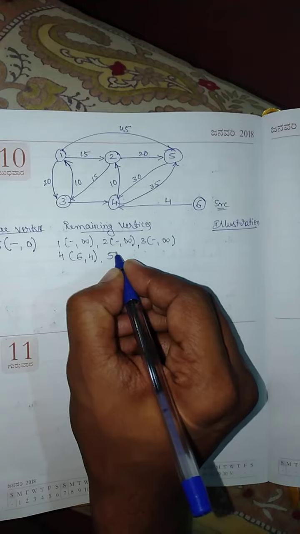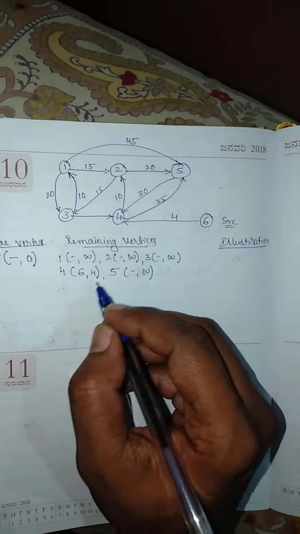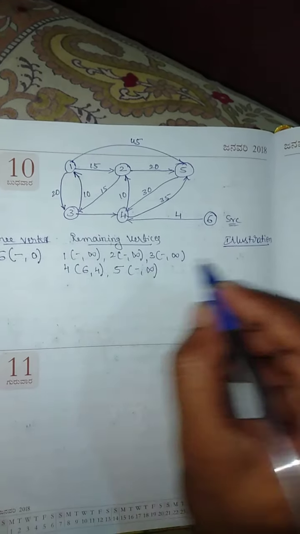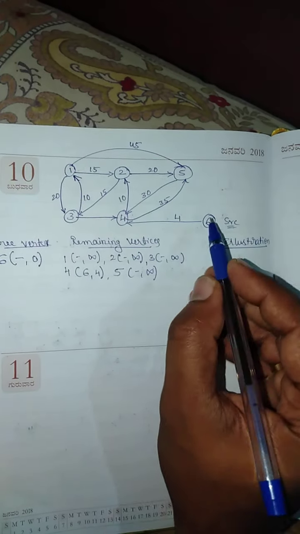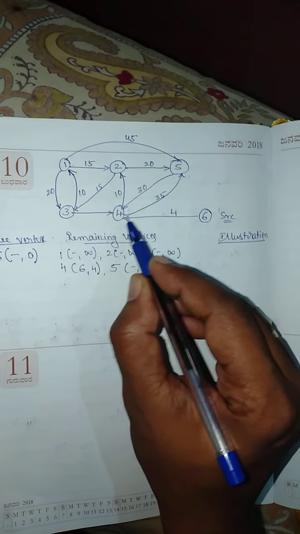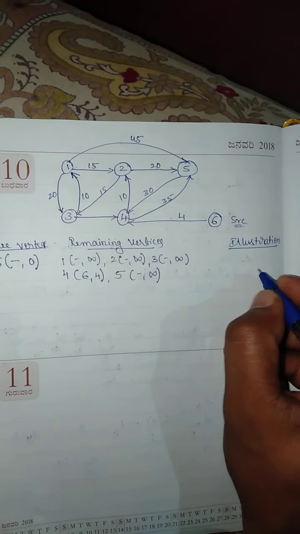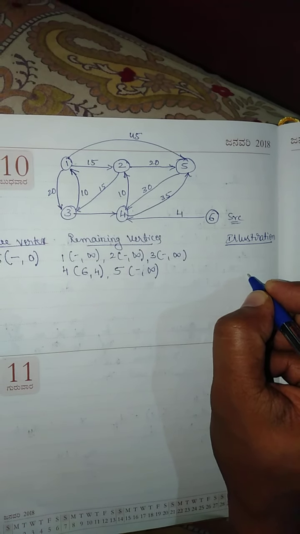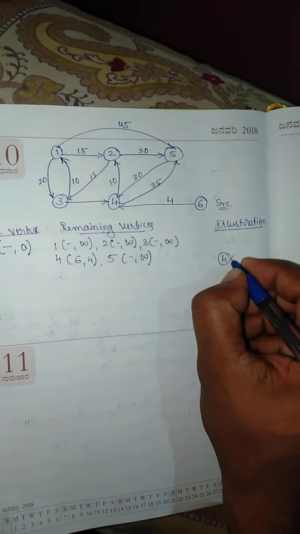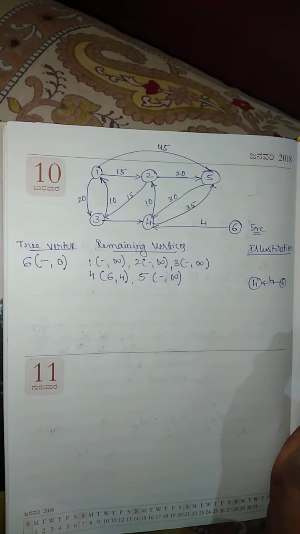Next, for 5, is there any direct edge? No. So now we have to choose the minimum. For this node we have only one fringe vertex, and that itself is the minimum. Therefore I will choose 6 for the edge with the cost of 4.